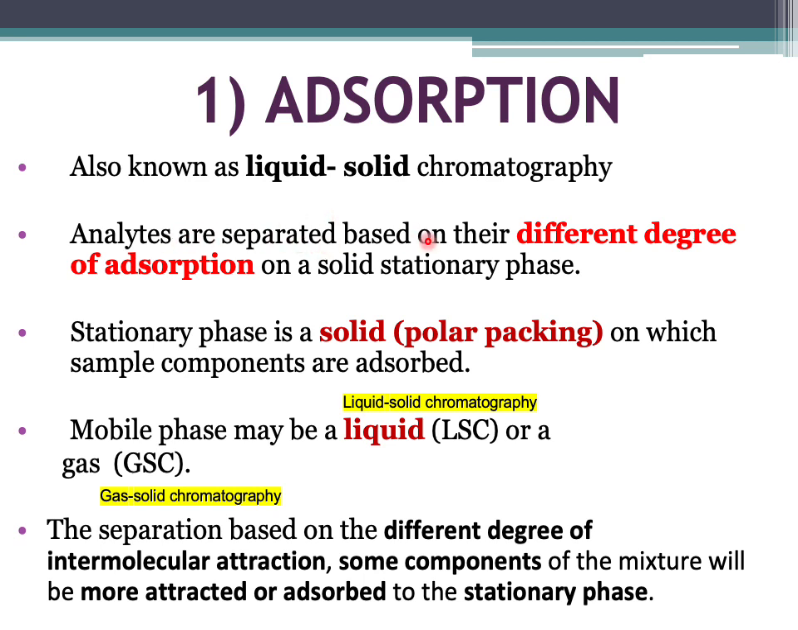Analyte is separated based on different degree of adsorption. So dia separate berdasarkan degree of adsorption on a solid stationary phase. So stationary phase is a solid or polar packing on which sample components are adsorbed. For the stationary phase, we use the solid polar. Okay, solid polar packing. And mobile phase may be liquid or a gas.